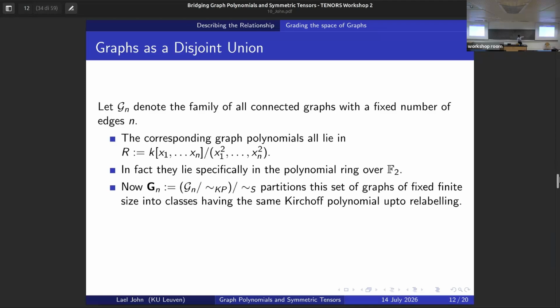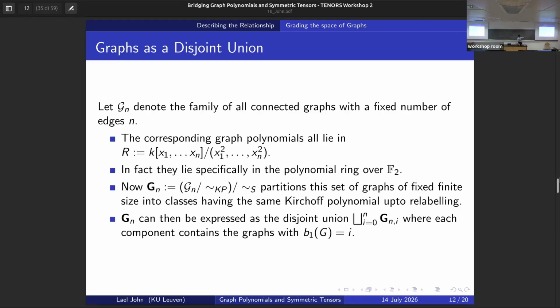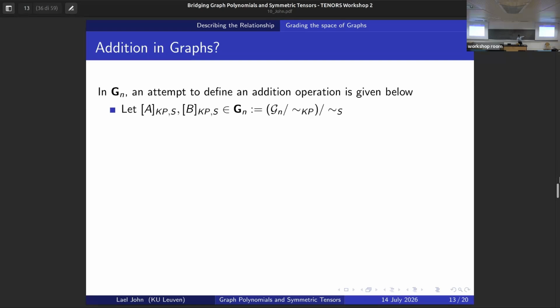If I do so, then I can look at the equivalence, or the partition, of this set, where graphs are equivalent if they have the same Kirchhoff polynomial, up to symmetry. Then I get a nice partition of my set, and I can write it as a disjoint union based on the number of loops each graph has. This is nice. Does that mean I can also start doing addition now? I can attempt to do addition.